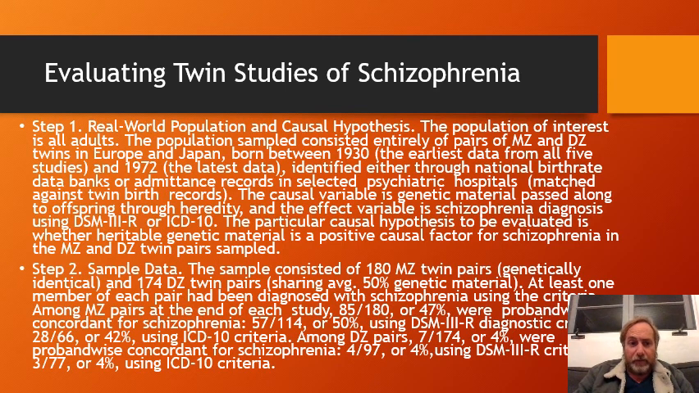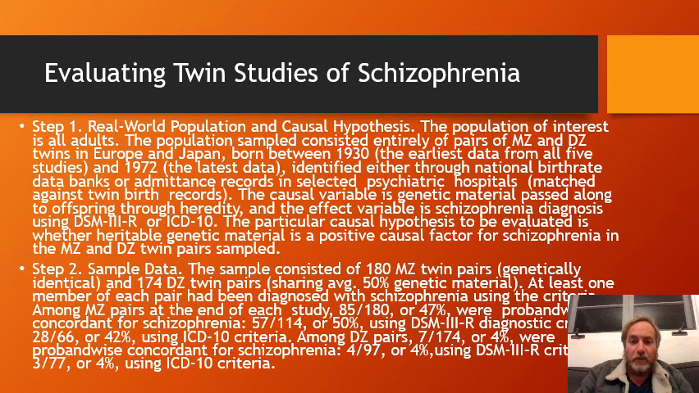Again, they found them through national birth rate data banks and admittance records in psychiatric hospitals, and they matched those against the twins' birth records. So the causal variable is the genetic material passed along, right? And the effect variable is a schizophrenia diagnosis using either the DSM-3 or the ICD. And the causal hypothesis is that genetic material is a positive causal factor for schizophrenia in these particular twin pairs.